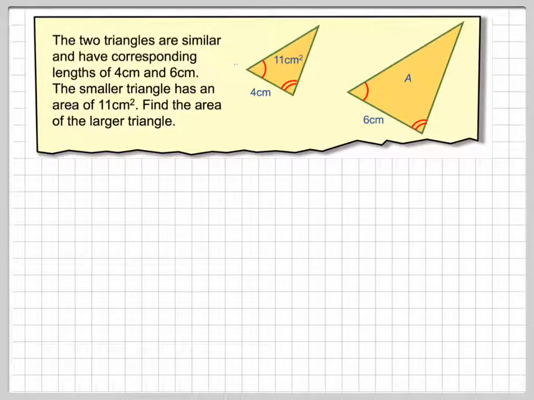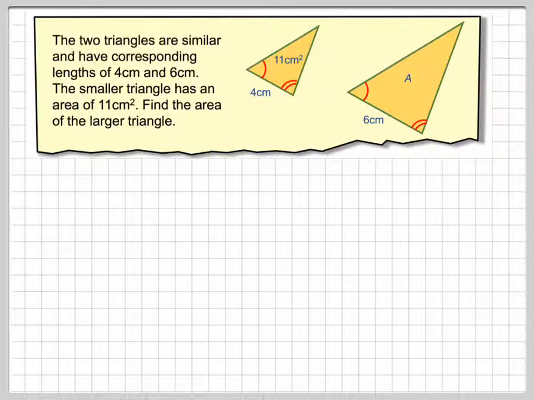Two triangles are similar. If they are similar, that means one is an exact enlargement of the other, and they have corresponding lengths of 4 and 6 centimeters. That's 4 centimeters, that's 6 centimeters. The smaller triangle has an area of 11 centimeters squared. Find the area of the larger triangle.